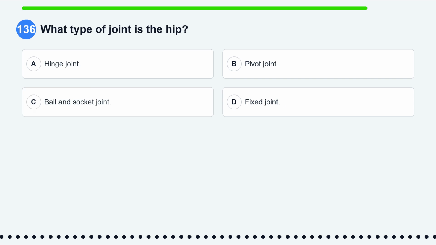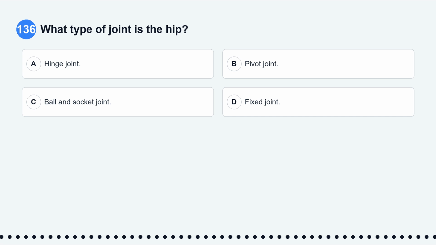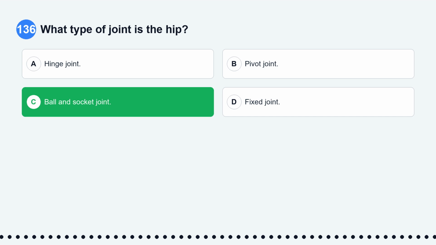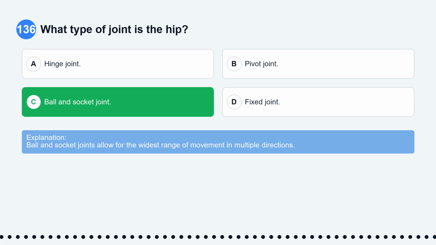Question 136. What type of joint is the hip? Option A. Hinge joint. Option B. Pivot joint. Option C. Ball and socket joint. Option D. Fixed joint. The correct answer is option C. Ball and socket joint. Ball and socket joints allow for the widest range of movement in multiple directions.